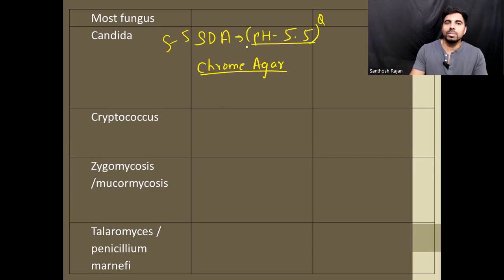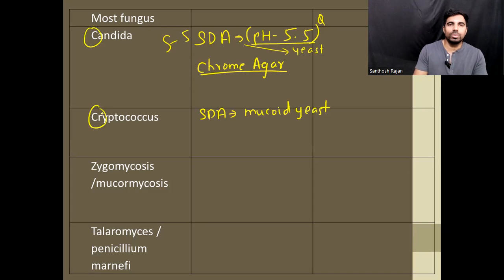And in SDA medium, it will be yeast. Cryptococcus also in SDA is yeast. Because Candida is also yeast-like, but here it will be very mucoid yeast. Only these two are the yeast, Candida and Cryptococcus. Candida is more yeast-like, and Cryptococcus is proper yeast. That's what we say, mucoid yeast.